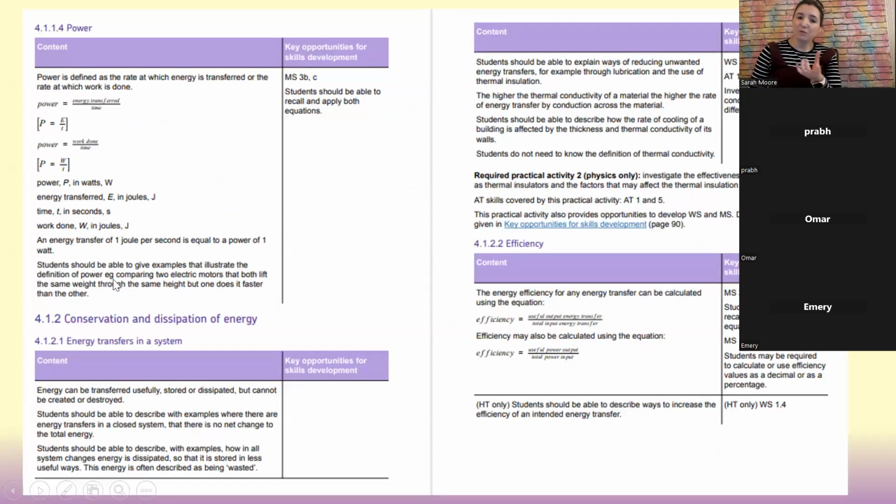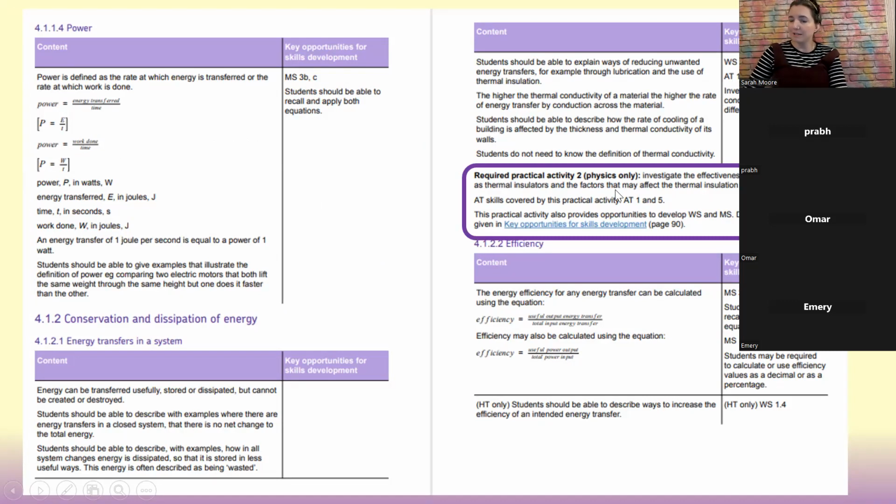We also need to know something called the conservation and dissipation of energy. So conservation of energy means energy isn't lost. It's not created and it's not destroyed. It's just transferred from one form to another. We also need to be able to calculate efficiency.